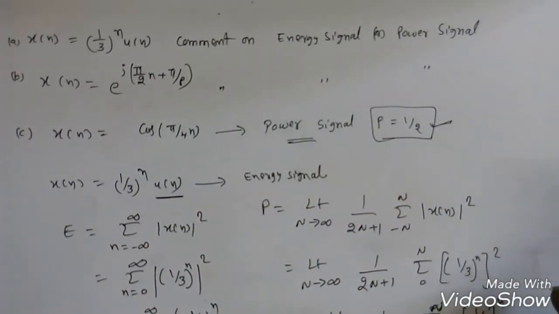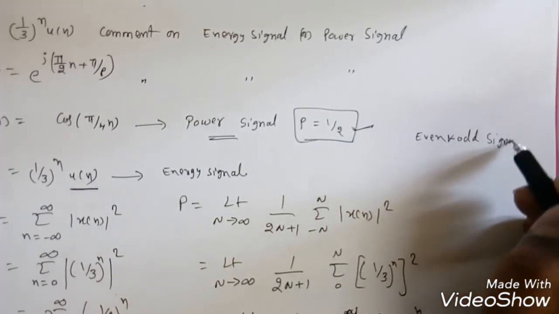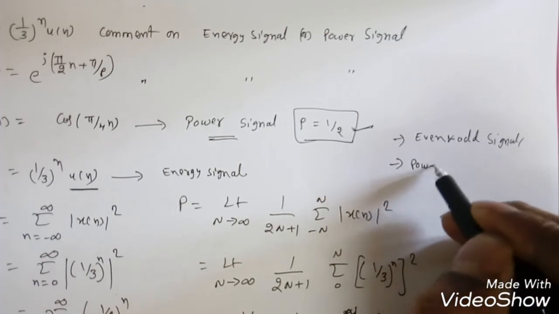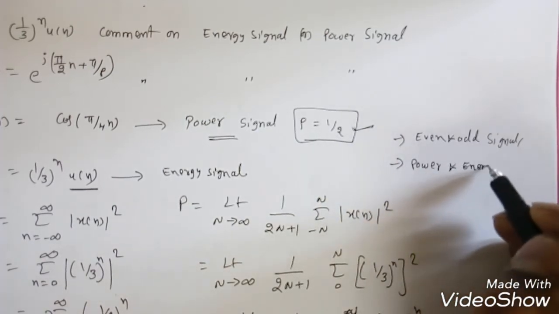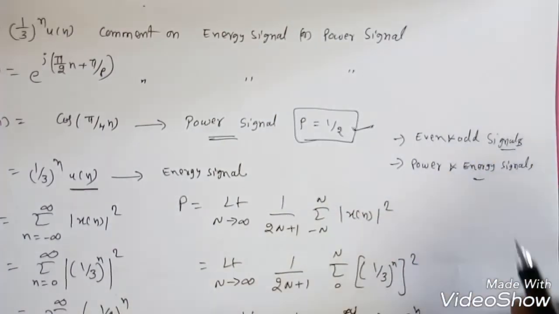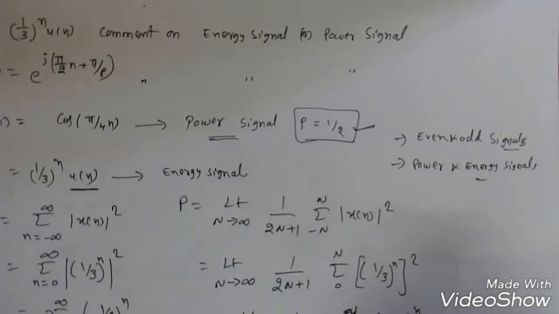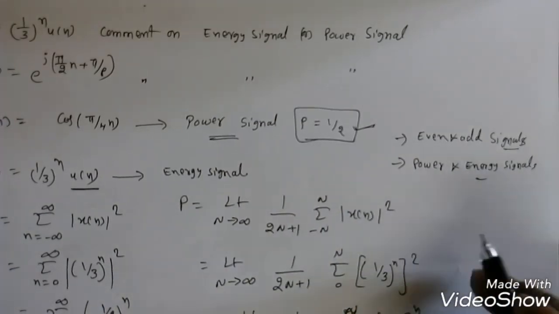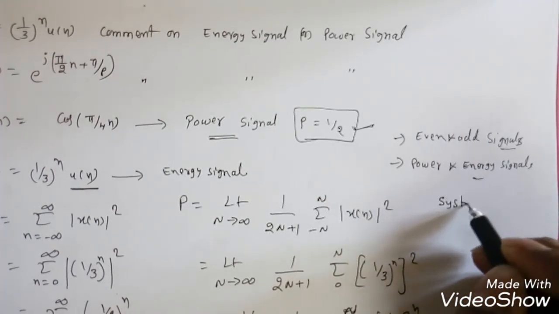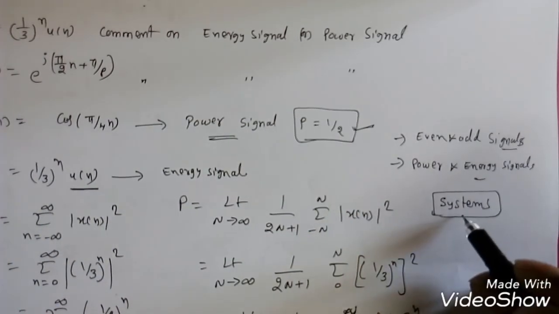So this is about this lecture. In this lecture we have discussed what even and odd signals are, and what power and energy signals are, and how to find the power and energy for given discrete time signals. We also discussed three formulas we need to know when doing the summations. In the next lecture we will start with systems. The signals are over, and now we talk about systems.